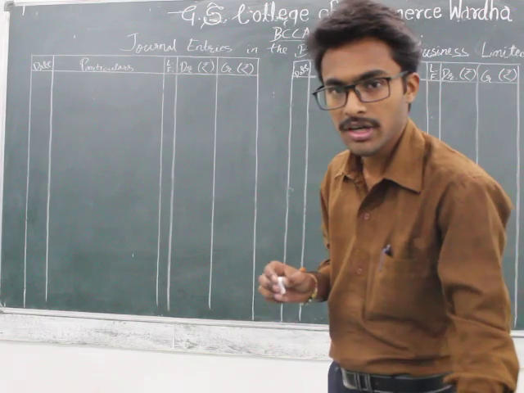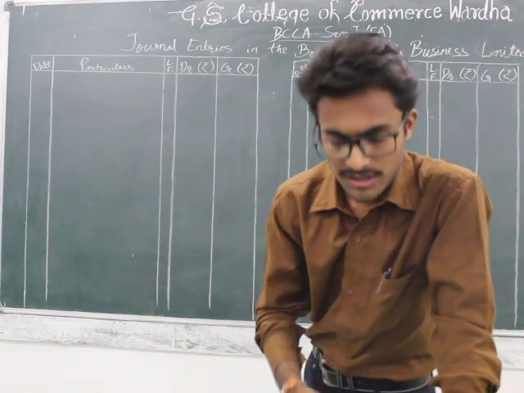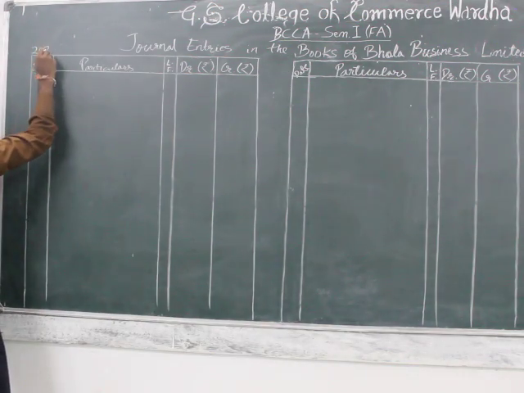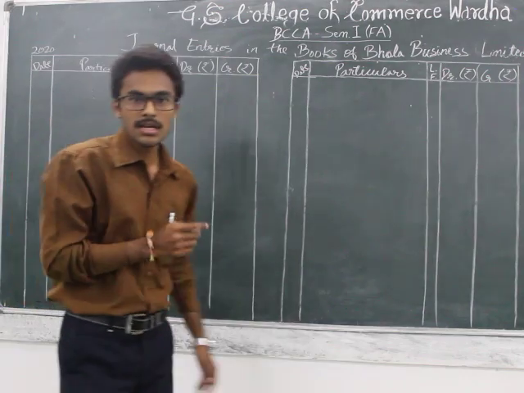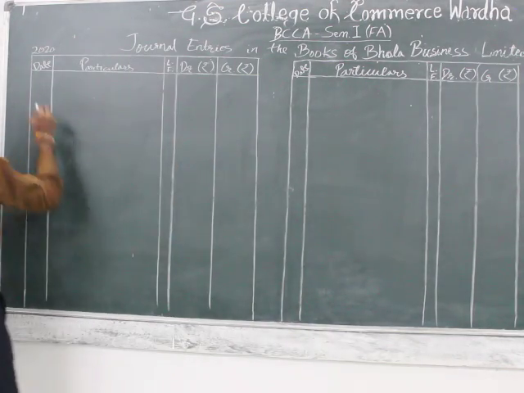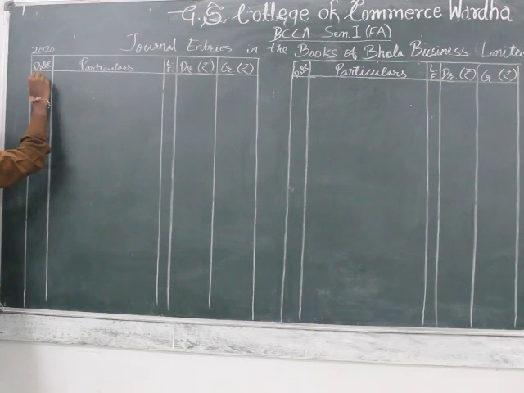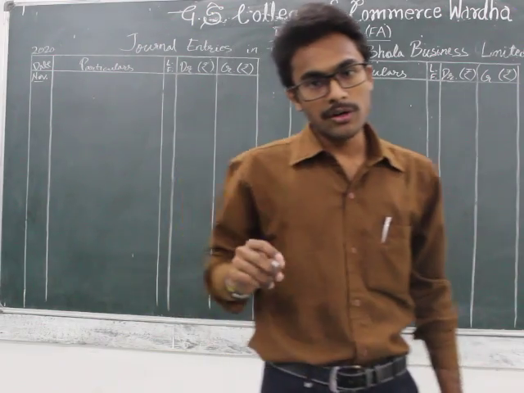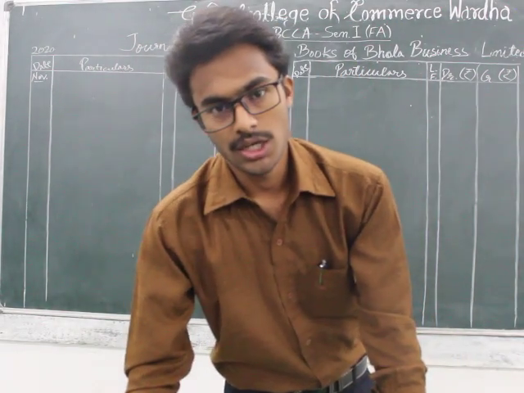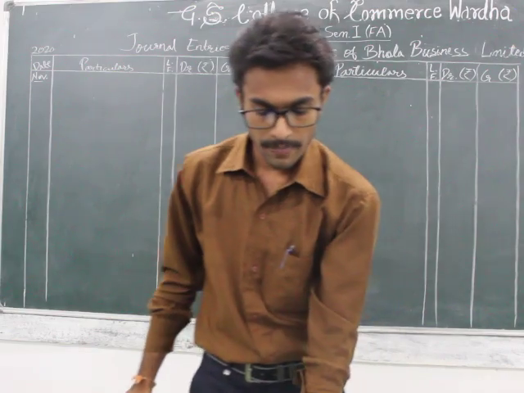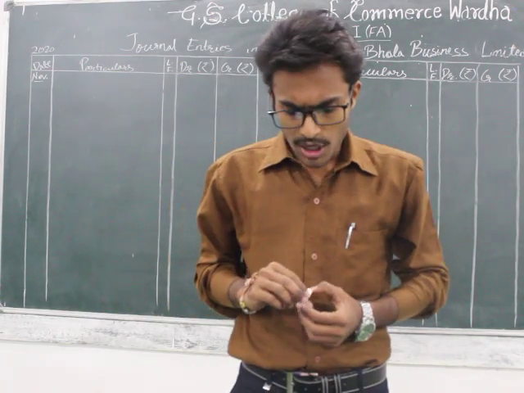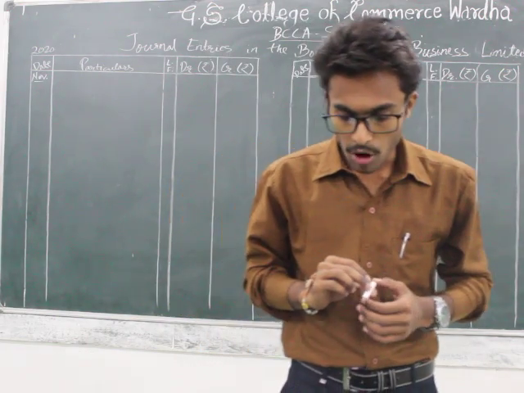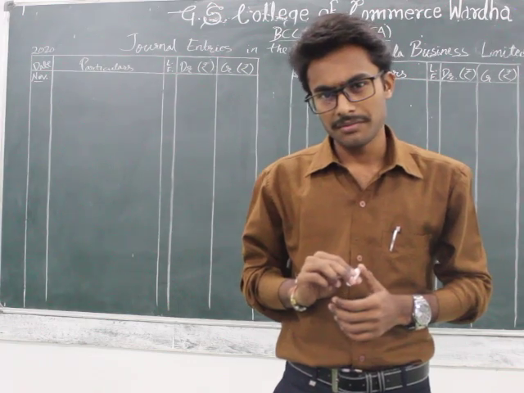Bhola Business Limited has lots of transactions in the year 2020, and the month is November. We can write here November, and Nov as the short form. On 1st of November, what was the transaction? You can read the transaction from your description box. Our first transaction is: Bhola, the business owner, received rupees 10,000 from his father-in-law as a gift.